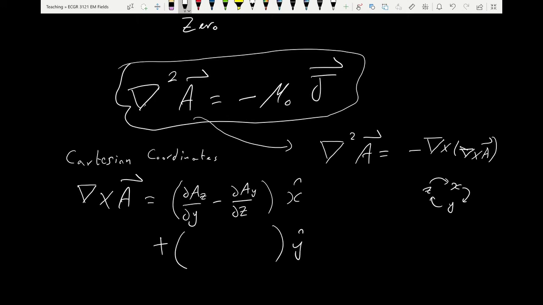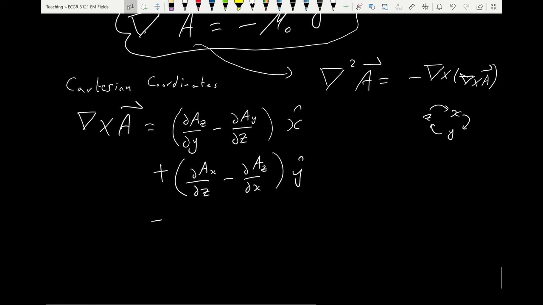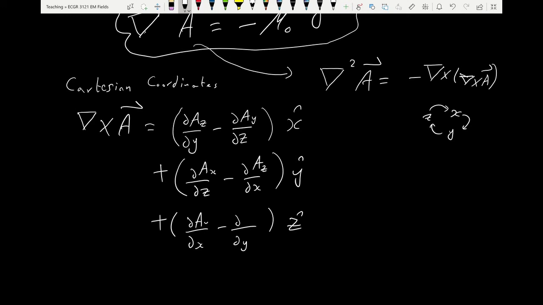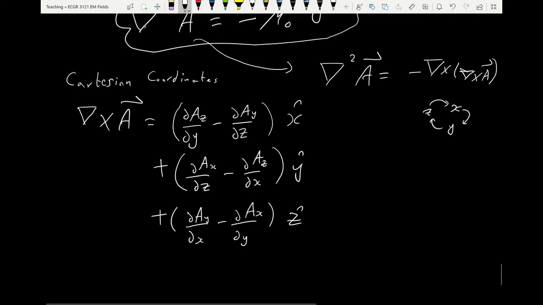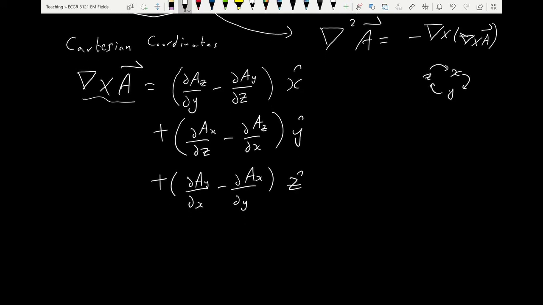And then the y hat component is going to be delta over delta z. After y comes z, and then after z comes x. So this is going to be ax, and then this is going to be az. And then the z hat component, it's going to be delta over delta x. What comes after z? X, right? Minus delta over delta y, because y comes after x, and then I have here ay, and then here ax. All right, so this is one curl.